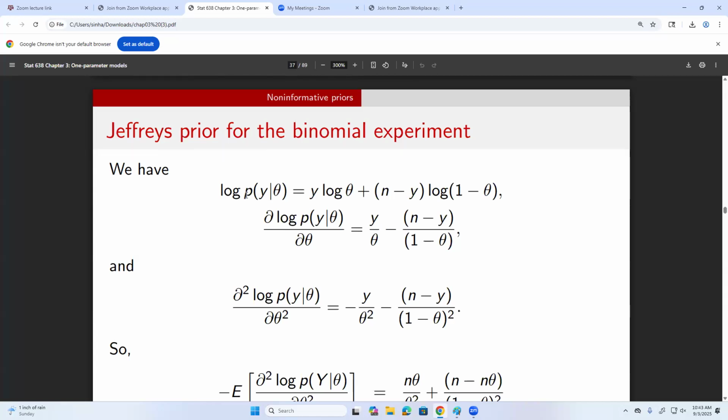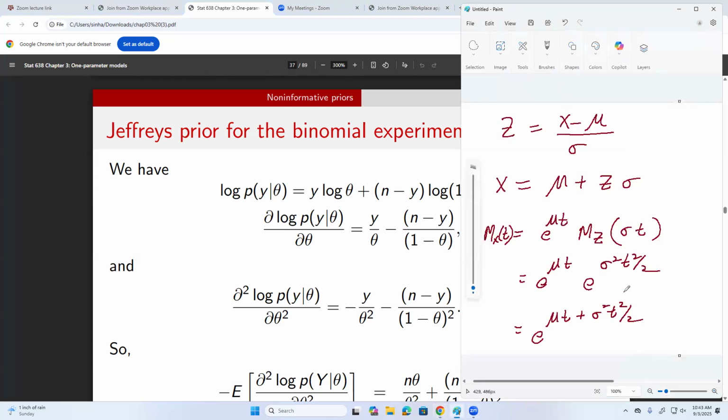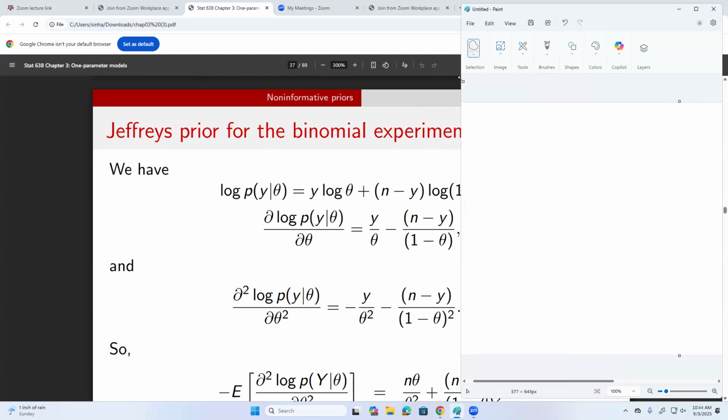So the likelihood for the binomial distribution is n choose y, theta to the power y, (1 minus theta) to the power n minus y. This is the likelihood given data. So I'll be writing it here.